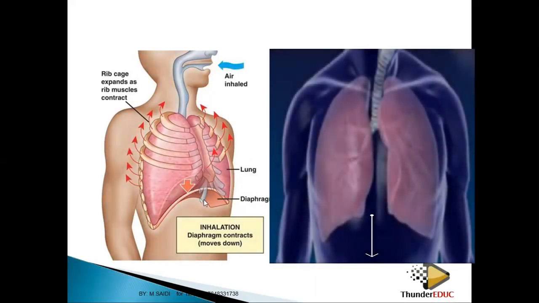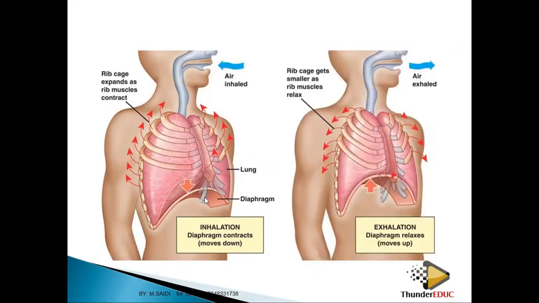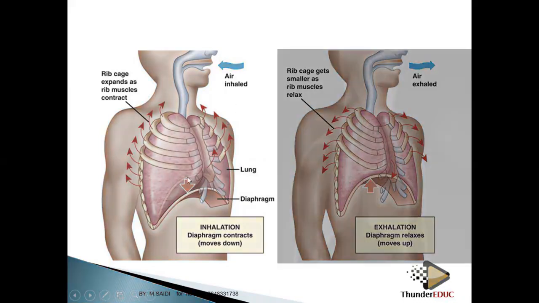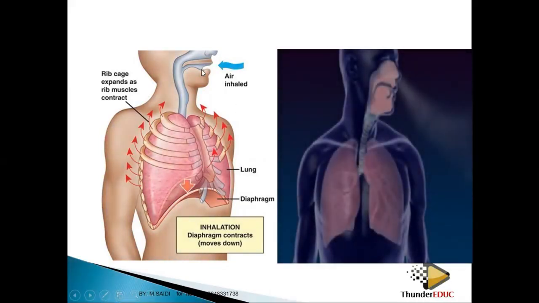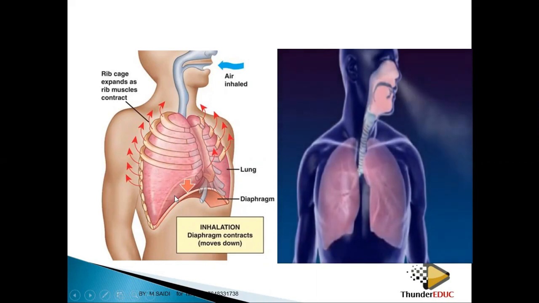When it goes down, it makes this space shift from this point to this point. It means that now the space inside the lungs is greater, the volume is big, and so the pressure is low. Now the atmospheric pressure is going to be higher than that of the lungs, and the air is going to be dragged into the lungs.